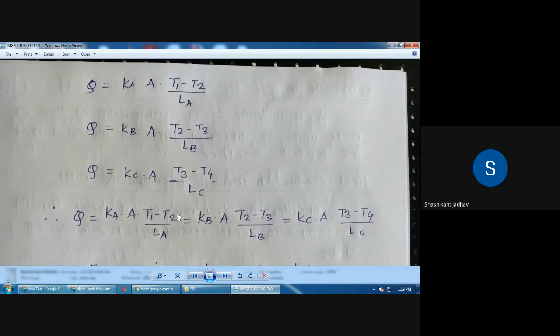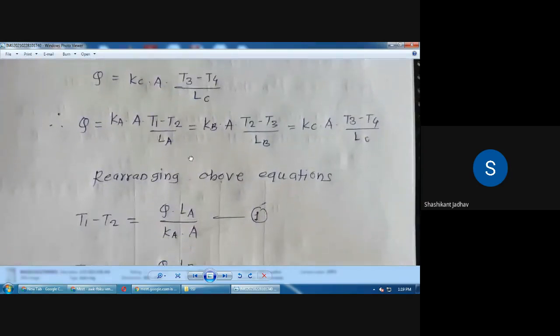So write down the equation, rearranging above equation. So from that T1 minus T2 is equal to what? Q into LA divided by K into A. What is the equation for the T1 minus T2? Q into LA divided by K into A. So this is the equation number 1. T1 minus T2 is equal to Q into LA divided by K into A.